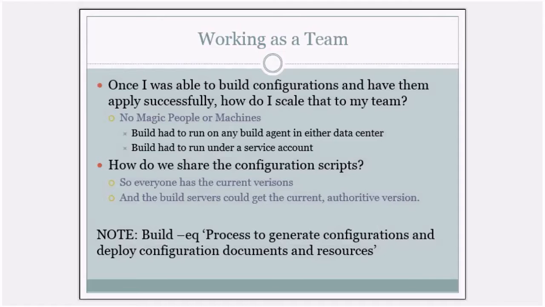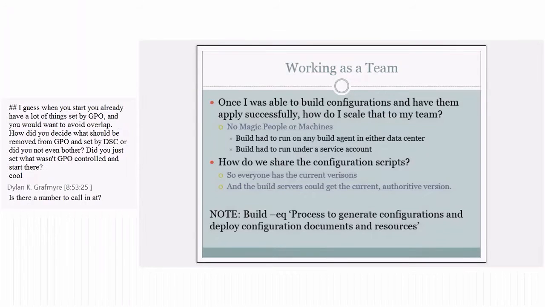So, first thing I had to do is make sure that there were no magic people or machines in the process. Being able to generate desired state configuration documents had to be able to build on any machine anywhere without relying on any special settings. Whatever process did the build, or whatever script ran to do the build, had to be able to either get those resources, or they had to be contained in the repository with them in order to make the thing work properly. It also couldn't rely on any particular people, and it had to run under a service account.